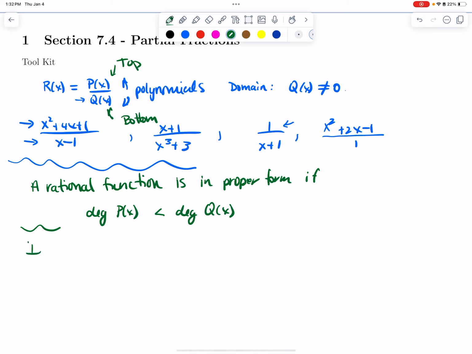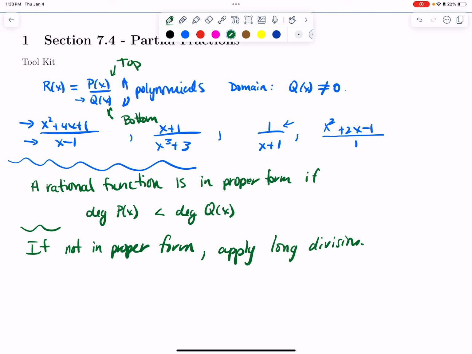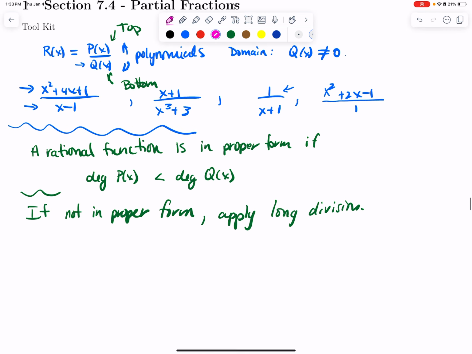Okay, if it's not in proper form, we are going to do some long division to get it in proper form. So we will apply long division, polynomial long division, which we might need to remember also. Okay, so let's look at an example to help us remember how to do polynomial long division.